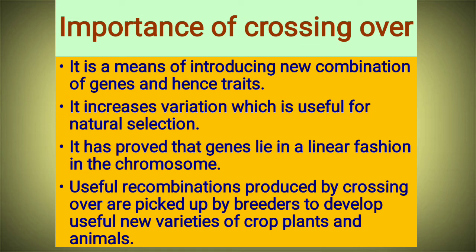And lastly, the useful recombinations produced by crossing over are picked up by breeders to develop useful new varieties of crop plants and animals. This crossing over is a natural process, not an artificial process. It always takes place during gamete formation in sexually reproducing organisms. So these new combinations are picked up by breeders to develop new varieties of either crop plants or animals. So these are the importance of crossing over.